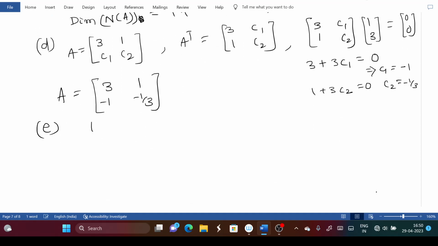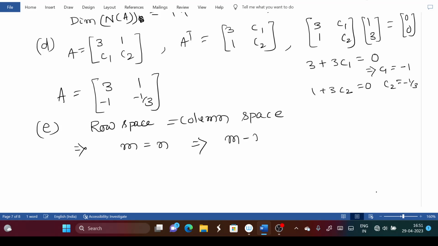E. Row space is equal to column space. This implies M is equal to N. Okay? Row space is equal to column space, number of rows is equal to number of columns. That implies M minus R is equal to N minus R.